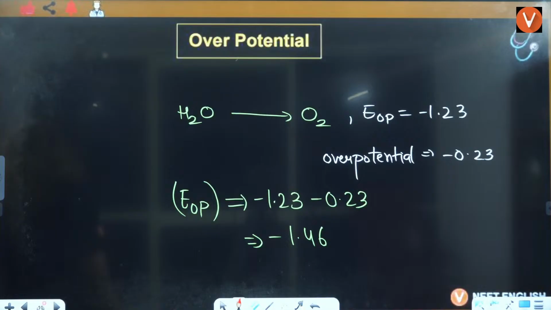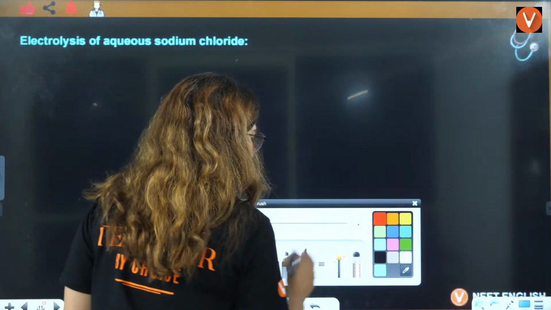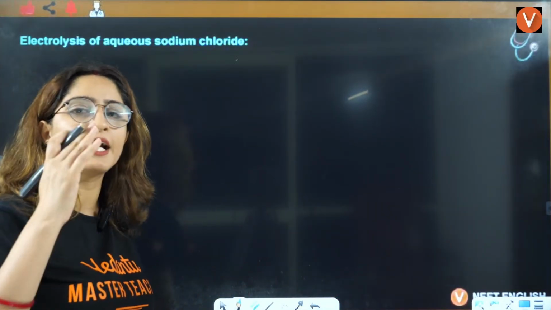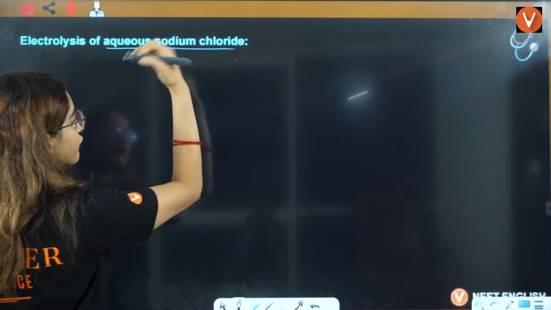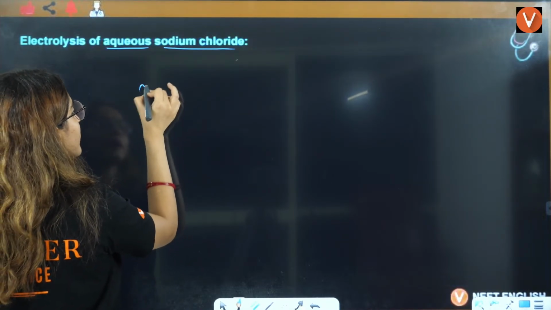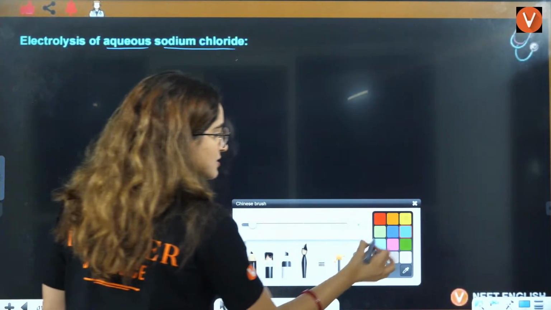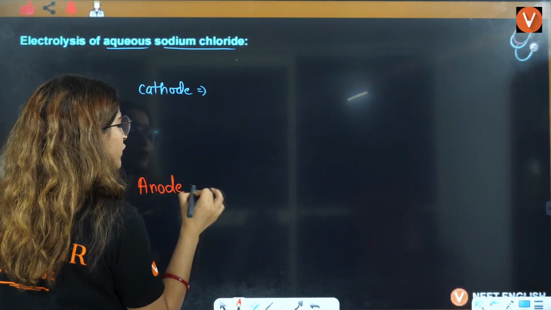Yes, very good. Now let's understand with the help of examples, one by one. I know that the first 3-4 examples you will find difficult, but after that you will have that smoothness. So this is aqueous NaCl. Firstly, I'm going to write out what is at the cathode, then what is at the anode, and we will select it.